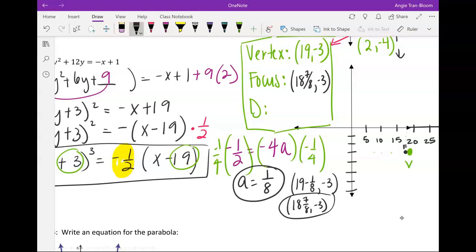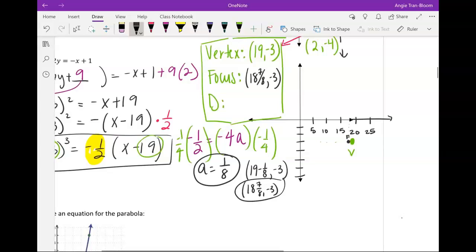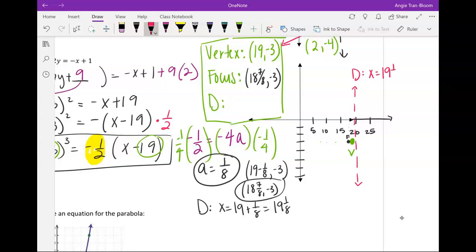And we're going to do the same thing to the directrix. The directrix is 1/8 behind the vertex. So that means it's going to be x equals 19 plus 1/8, which is really 19 and 1/8. I'm going to try my best to graph out our directrix. I'm not going to hold you to this particular approximation. Okay, there you go. So that's going to be x equals 19 and 1/8.